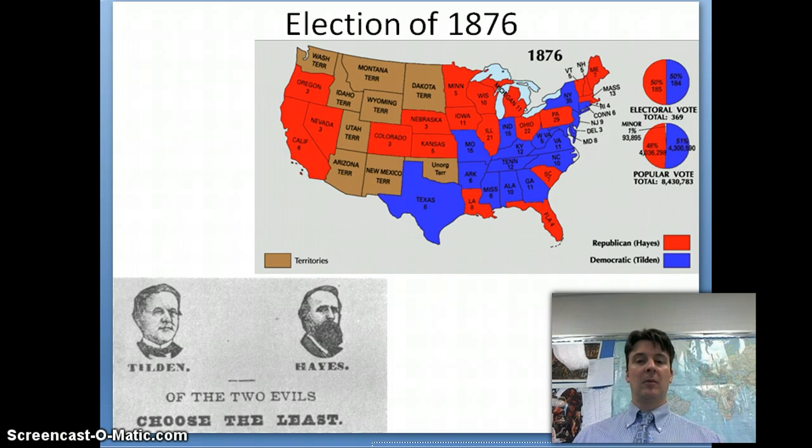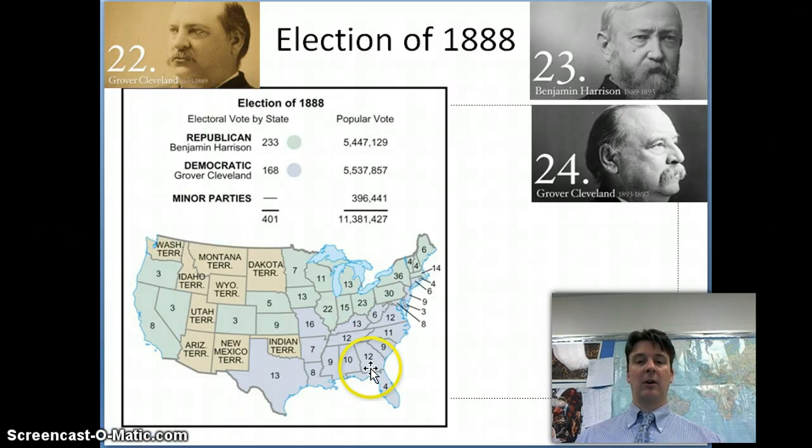All right, on to the next election, which is the same scenario again. You have Grover Cleveland versus Benjamin Harrison. Grover Cleveland was our 22nd president, and he ran for another term in 1888. Benjamin Harrison was the Republican candidate, and he lost the popular vote, as you can see here. But he won the electoral vote. And because of that, he becomes president.